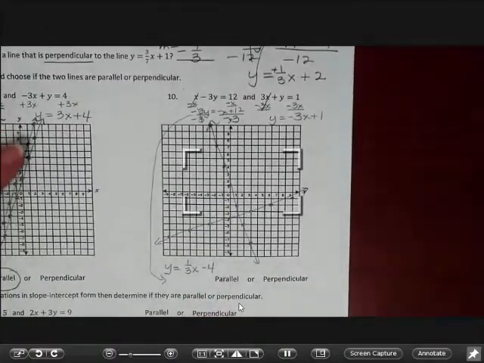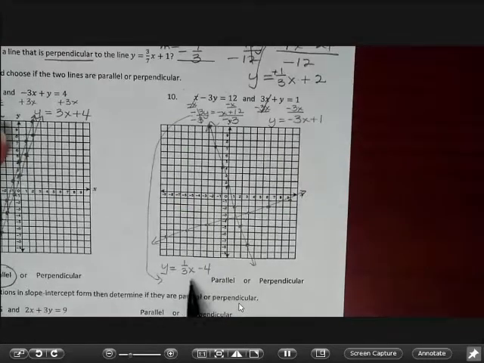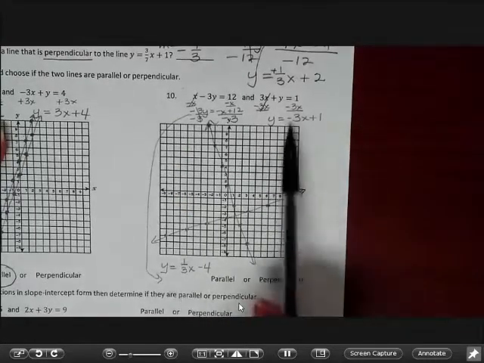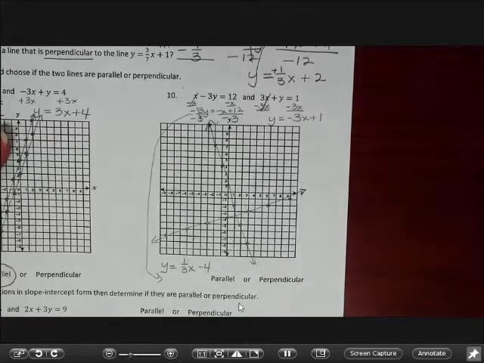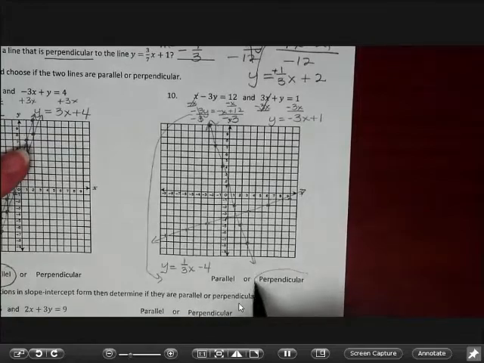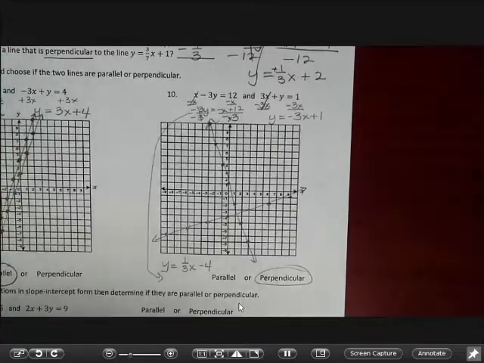When you look at your slopes on number 10, what do you notice? One's negative, one's positive. That should be your first hint, right? Here you have positive 1/3. Here you have -3. Are they negative reciprocals? Yes. Okay.